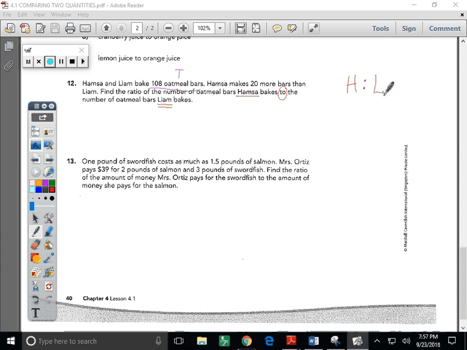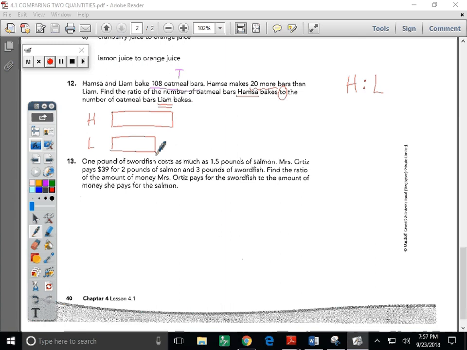Well, I think a bar model would be very helpful. I'm kind of visualizing that we have two different bars, one for Hamza, one for Liam. Well, it says Hamza makes 20 more. If he makes 20 more than Liam, they're basically telling me his bar must be longer. You go, Hamza, lots of oatmeal bars. Liam's bar, well, I don't know how long it is, but I know it's not as long. He didn't make as many oatmeal bars.